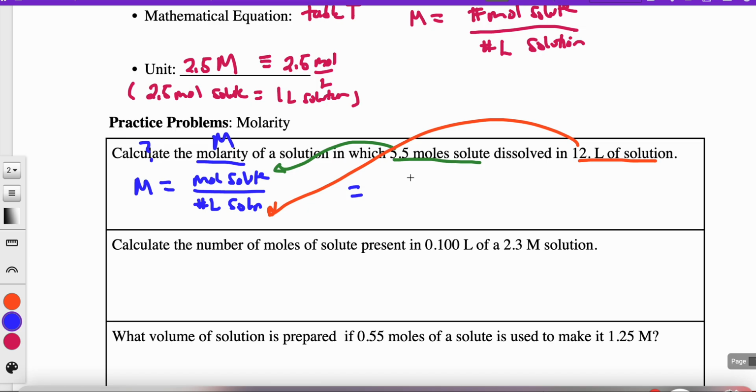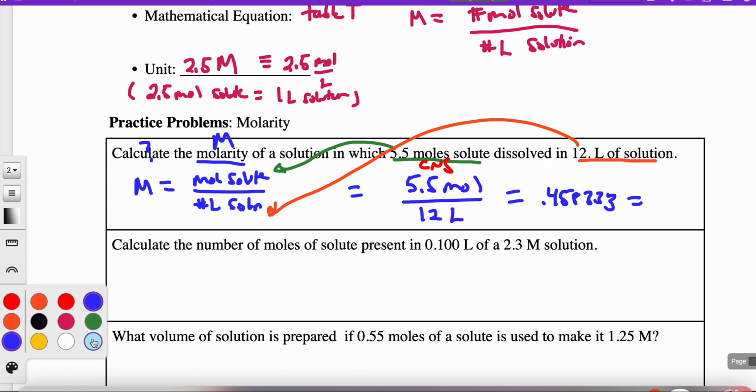So our correct numerical setup would be 5.5 moles divided by 12 liters of solution. Right here, this would be our CNS, the correct numerical setup. And if we need a final calculated answer, we would simply put it in our calculator: 5.5 divided by 12. Your calculator is going to give you a lot of digits: 0.458 and then a bunch of 3s repeating.